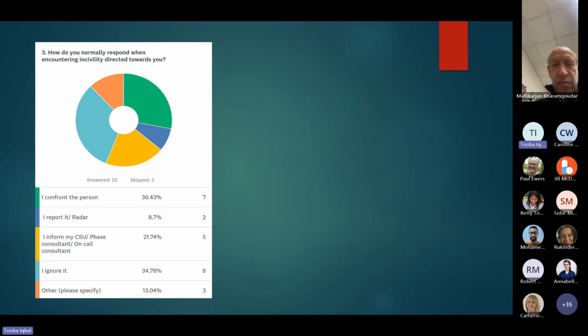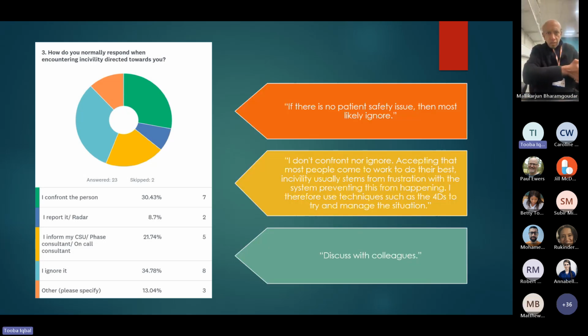Coming on to the next question, we asked them how they normally respond when encountering incivility that is directed towards them. So this is the question from the recipient of the incivility. Quite interestingly, roughly one third of the people said they confront the person, but a third said they ignore it. Another 21% said they speak to someone in management and ask them how to deal with the situation, or ask them to deal with the situation.